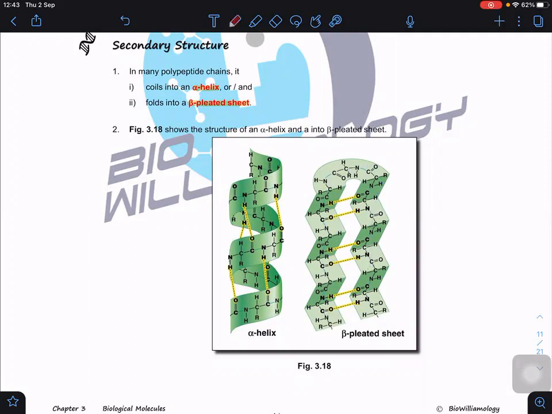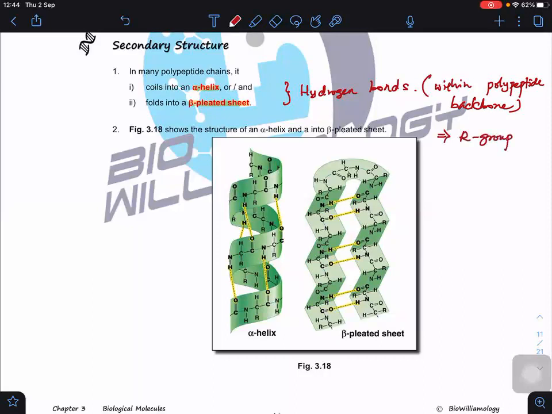The bonds that actually maintain the alpha helix or beta pleated sheet are hydrogen bonds. Are you clear? Hydrogen bonds maintain the alpha helix and beta pleated sheets, but always be very careful: the hydrogen bonds that form are within the polypeptide backbone. So where is the R group? When you study the secondary structure, the R group is not involved. We ignore the R group effect.